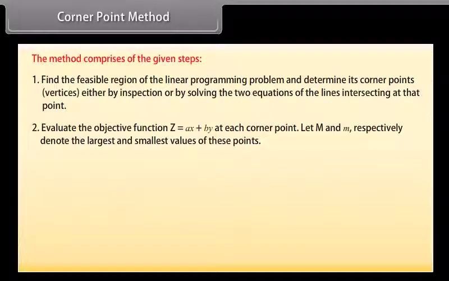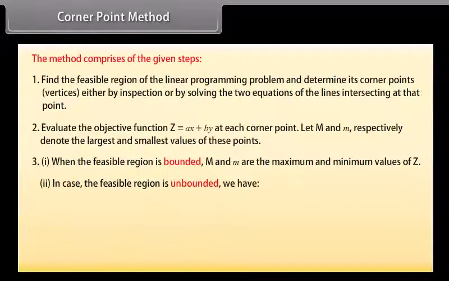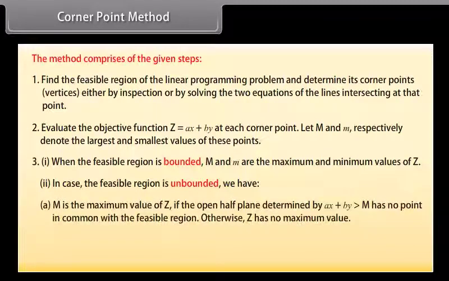Let M and m respectively denote the largest and smallest values of these points. 3. 1. When the feasible region is bounded, M and m are the maximum and minimum values of z. 2. In case the feasible region is unbounded, we have: a. M is the maximum value of z if the open half plane determined by ax + by > M has no point in common with the feasible region. Otherwise, z has no maximum value.